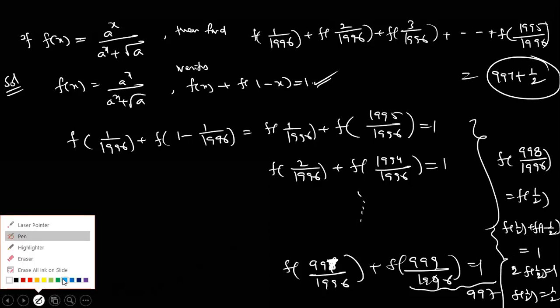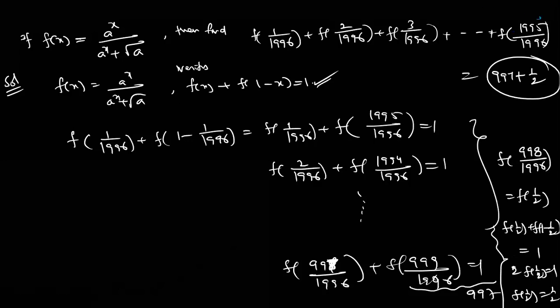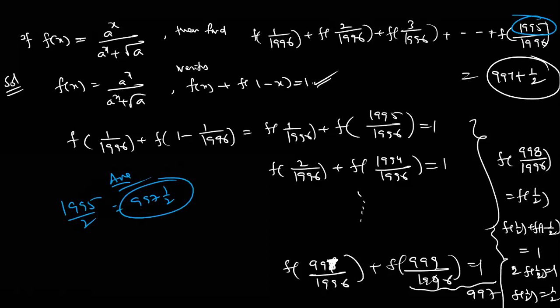So what is the shortcut method? Every time, see in this case, 1995 by 2, that is the shortcut method. That is the answer. Whatever number they are giving, just divide by 2, that is the answer. You can check it if you want.